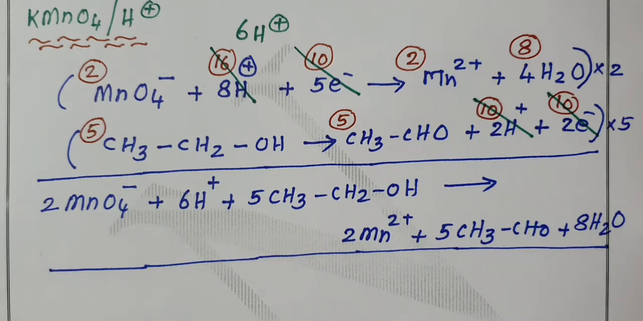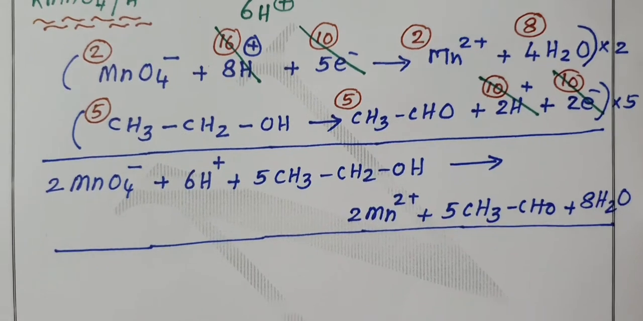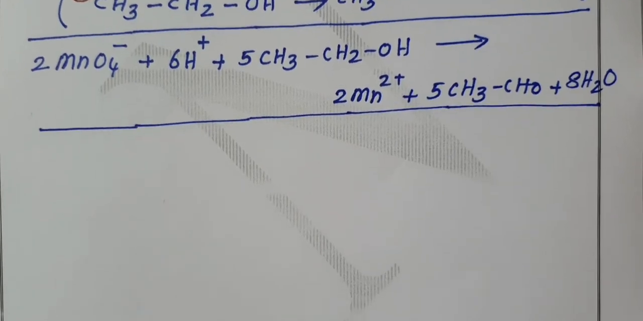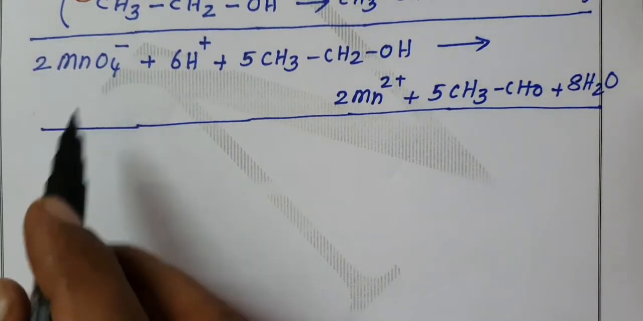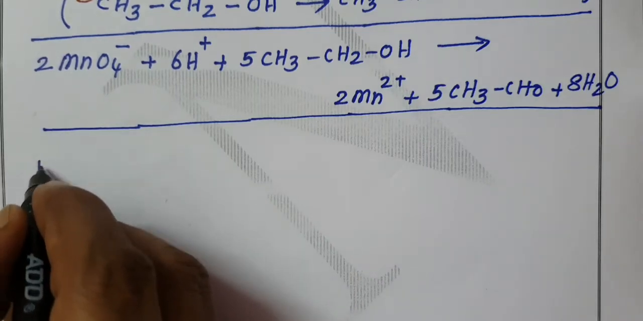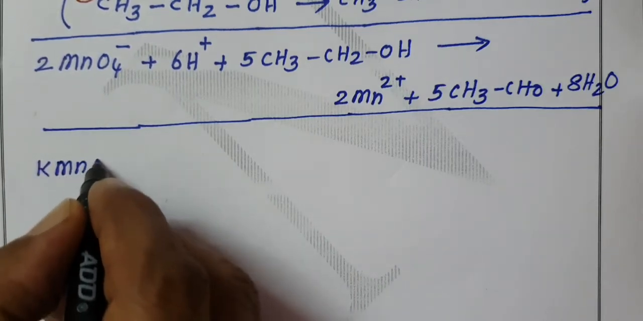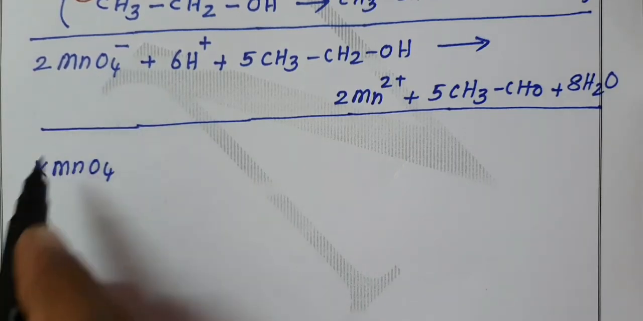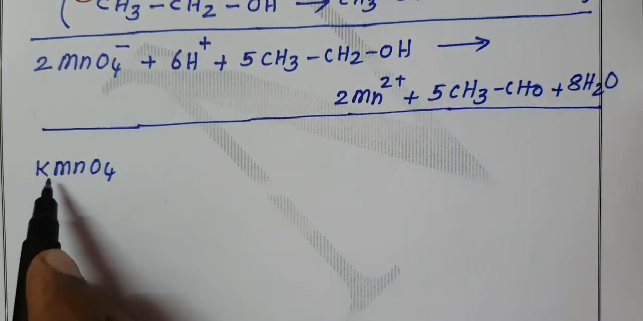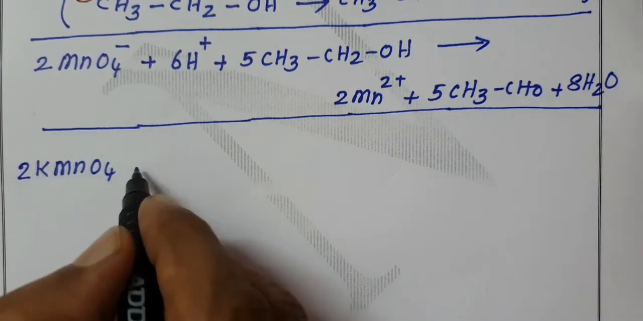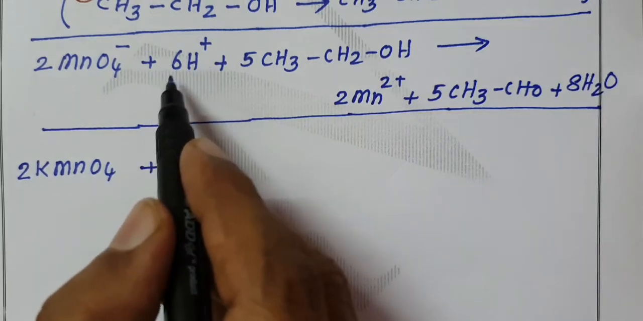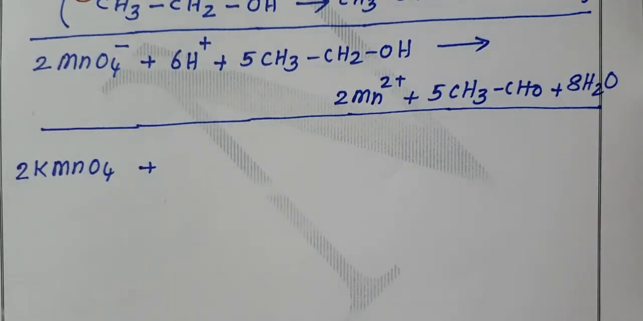Now we are going to write the molecular equation. This is the ionic equation; how do we write the molecular equation from this? The permanganate ion is now converted into potassium permanganate by adding K plus: 2 molecules of potassium permanganate. The 6 H plus indicate the medium is acidic.